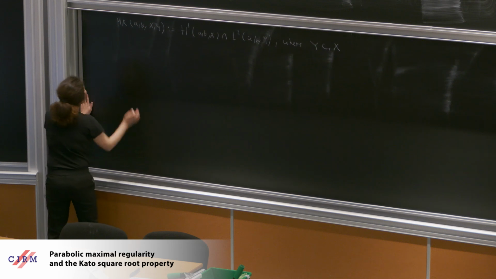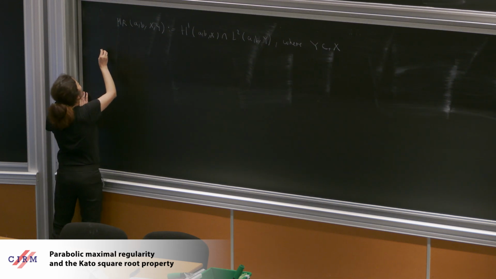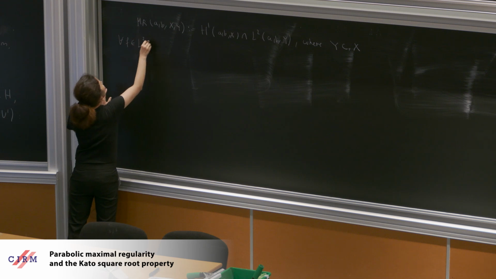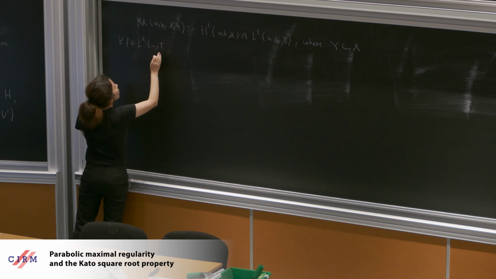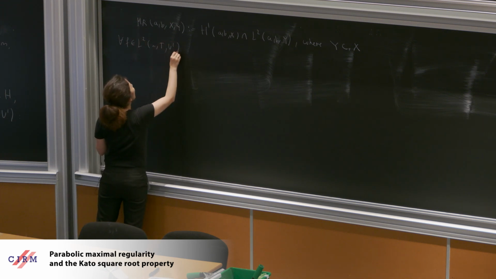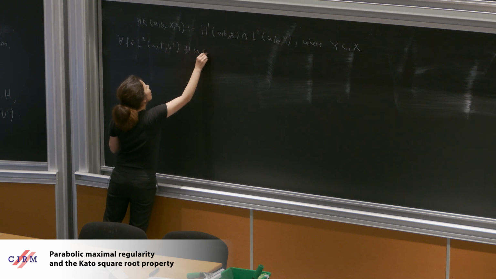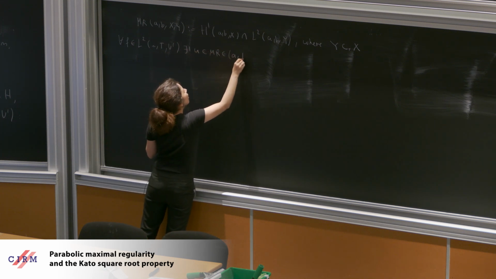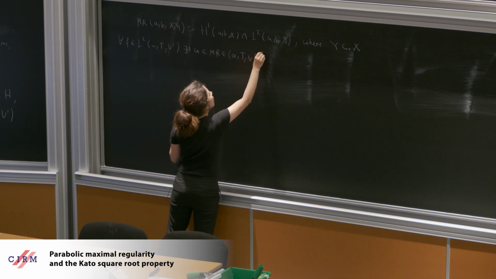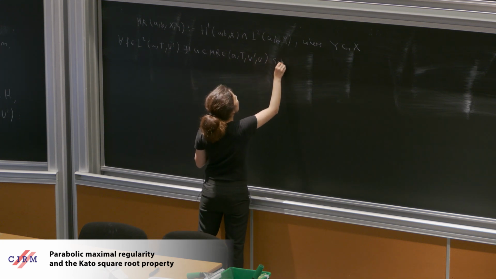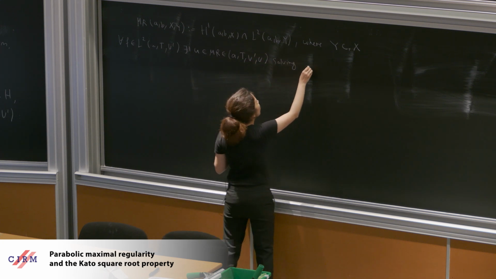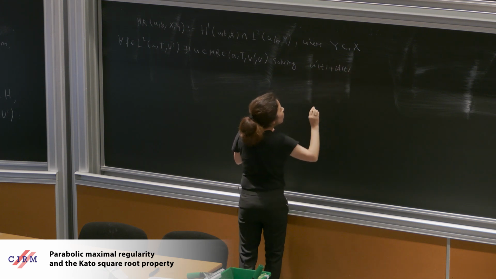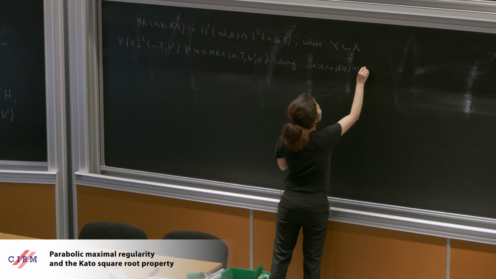Okay, so far what we just learned is that for all F in L2 with values in V prime, for some positive T, there exists a unique U such that it solves the following Cauchy problem. I'm using exactly the same notation that was introduced.